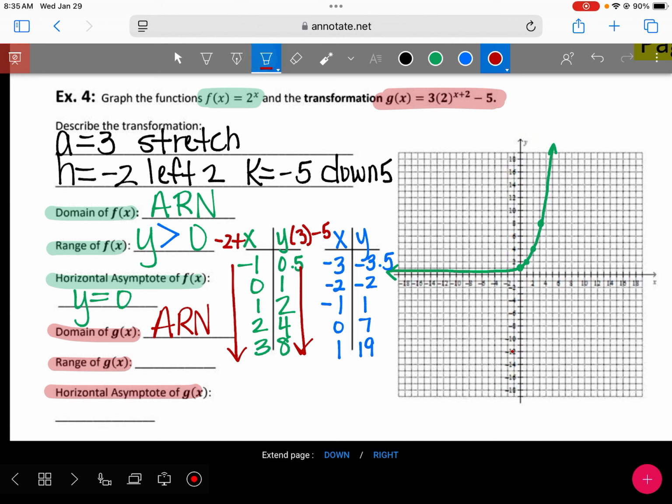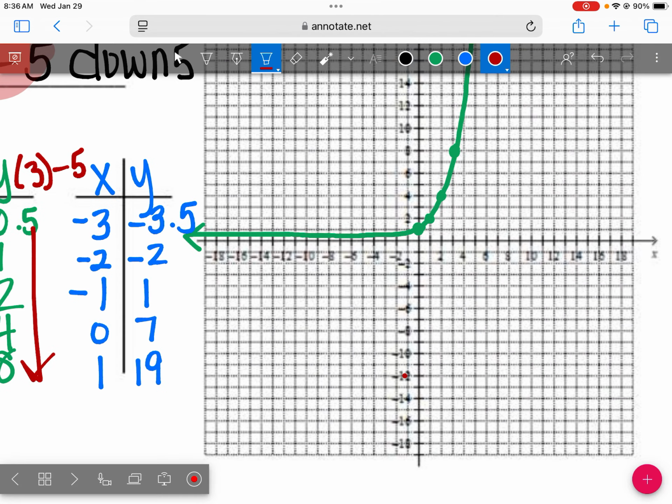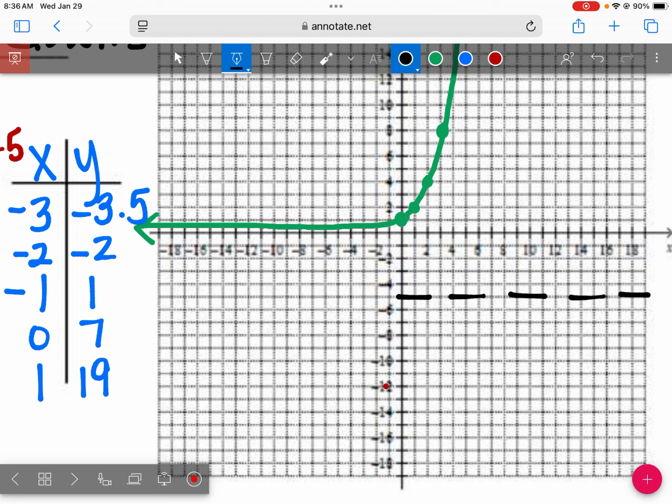And we have a horizontal asymptote. Remember when we started it, I said K is the most important player because K controls your asymptote and your range. So I want you to draw a dashed line at -5. This is the invisible line. That's why it's dashed, because it's not a part of the graph. But at -5, I want you to just draw a dashed horizontal line.